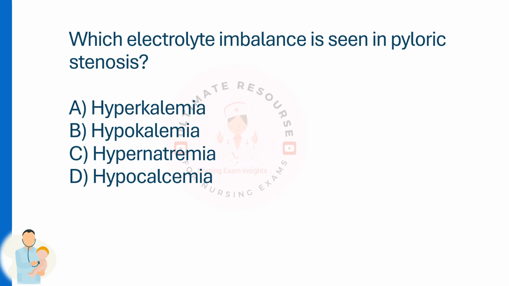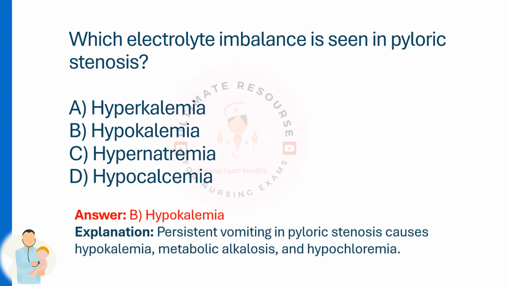Which electrolyte imbalance is seen in pyloric stenosis? Options are A. Hyperkalemia, B. Hypokalemia, C. Hypernatremia, D. Hypocalcemia. The answer is hypokalemia. Persistent vomiting in pyloric stenosis causes hypokalemia, metabolic alkalosis, and hypochloremia.